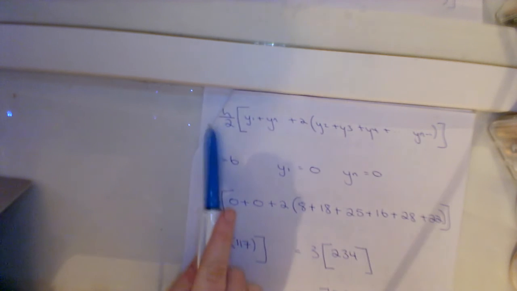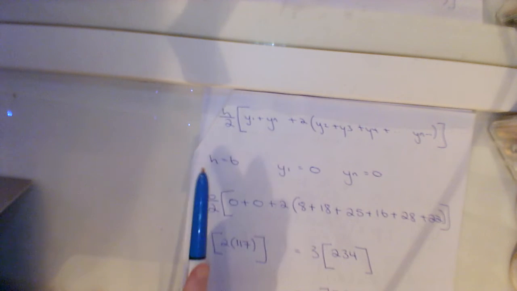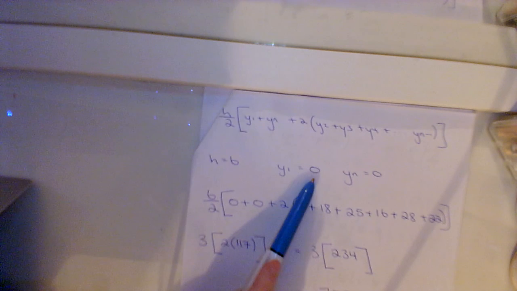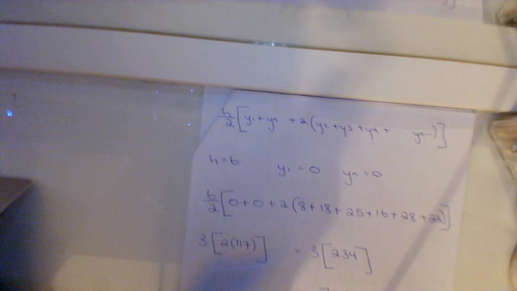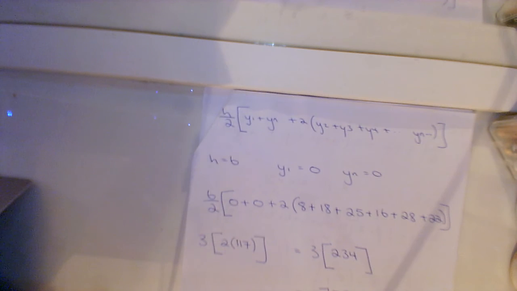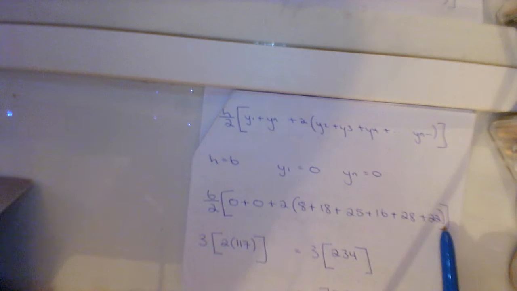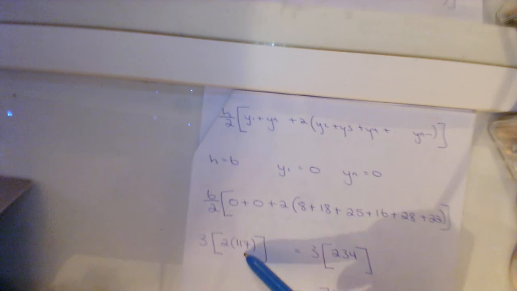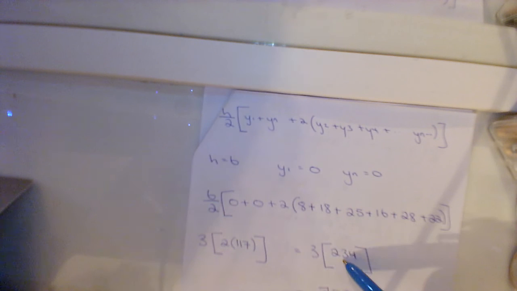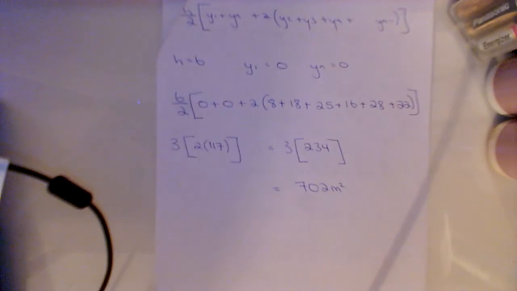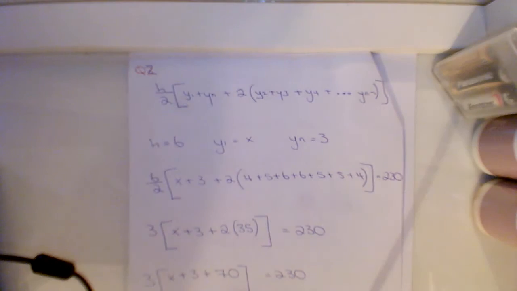Okay, and this is the next question. Still using my trapezoidal rule, h is equal to 6, y1 is equal to 0, yn is equal to 0. So my first and last values are 0. I'll have 6 over 2 bracket 0 plus 0 plus 2 times all the values in between, and I'll get 3 bracket 2 times 117, which will be 3 times 234, and I'll get my answer to be 702 meters squared.